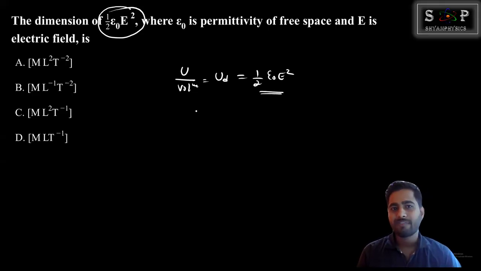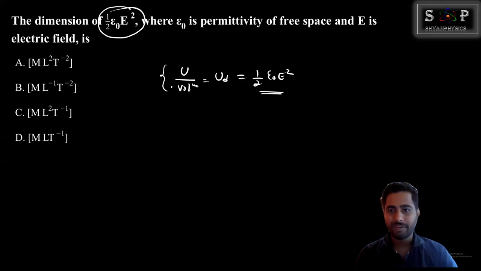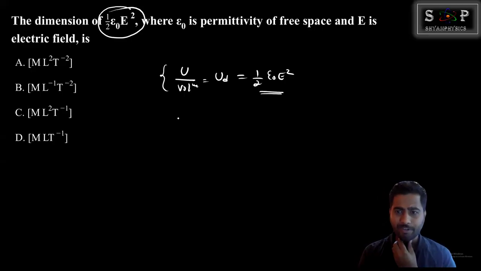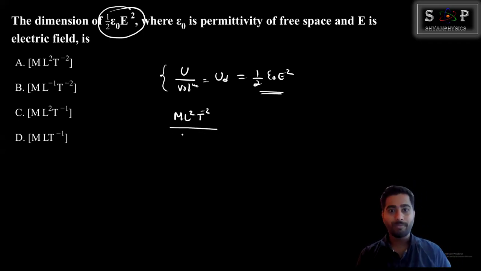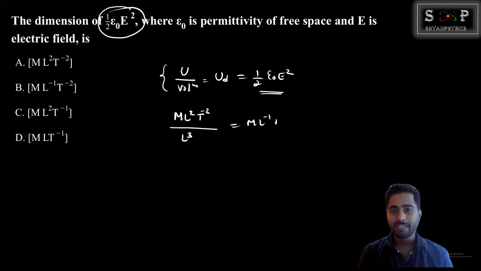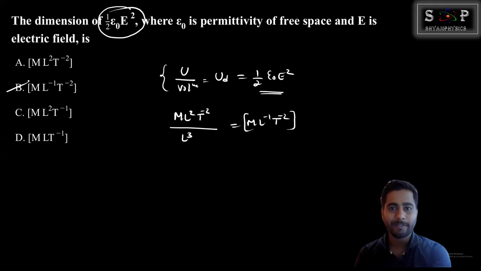So try not to solve the dimension from the right-hand side. Try to solve from the left-hand side only, because for any equation or physical quantity which we derive, the left-hand side and right-hand side must be balanced in dimension. For that reason I'm suggesting this. Hence it will be energy per unit volume. Energy means M L to the power 2 T to the power minus 2, divided by volume, which is L to the power 3. If L to the power 3 comes to the numerator, we get M L to the power minus 1 T to the power minus 2. Check the answer. It matches B.